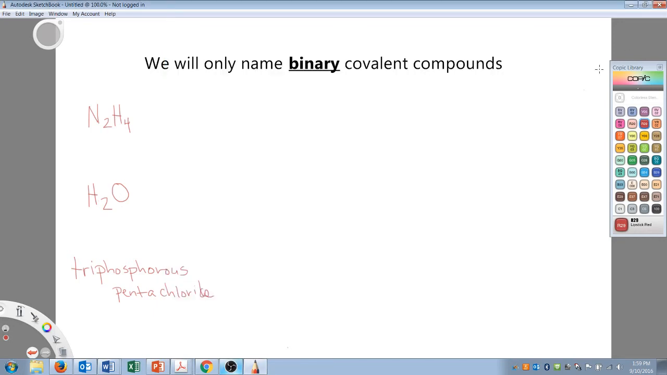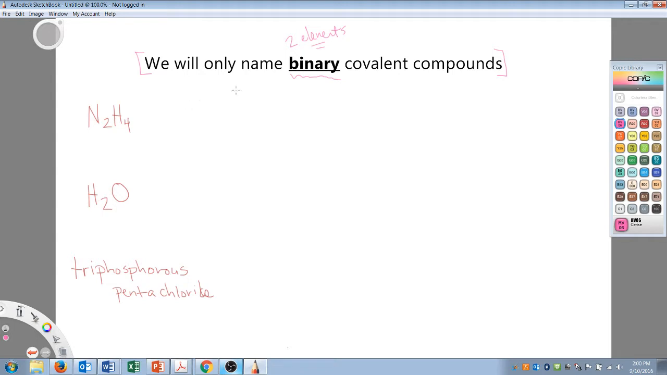Okay, one of the last videos about naming things. So we see here that we've moved on to naming covalent compounds, right? And I've made a note up here that's pretty important. It says we are only going to name binary compounds in the covalent family. So binary means that it will only ever have two elements, right? No polys going on here, just two elements.